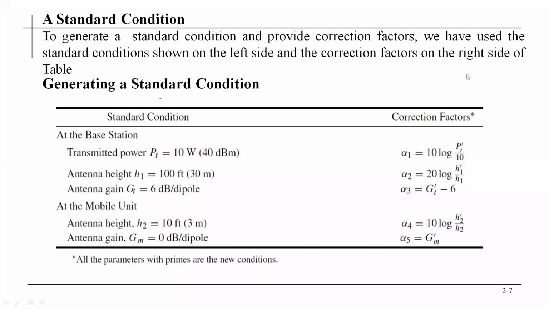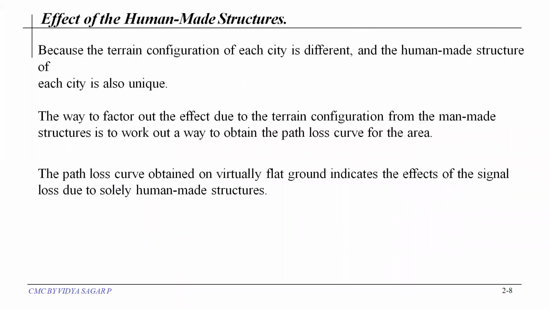The correction factors are at 10 log G1 dash by 10, which is derived as alpha 1. It is denoted as alpha 1, and also alpha 2. Also alpha 3 is equal to G1 dash minus 6, and also alpha 4. There are different formulas for different correction factors.